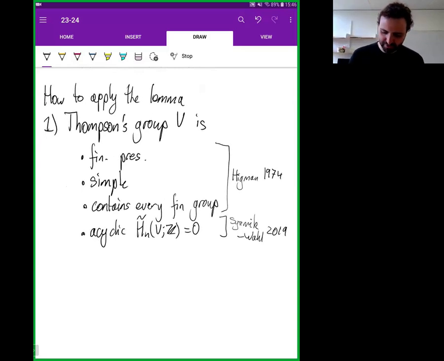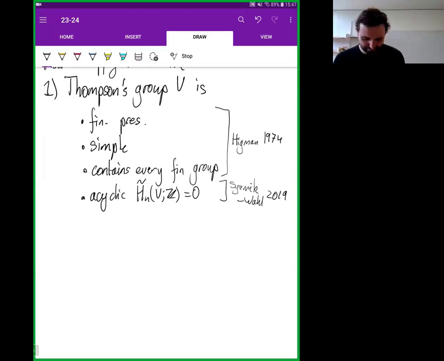Anyway, this has all the stuff we might want, because if we have a map going to the third homology of V, then it has to be 0 because V has no third homology. So this is a good trick. All we have to do is find a map from the fundamental group of the Seifert fibered space to V, and we're pretty much home.